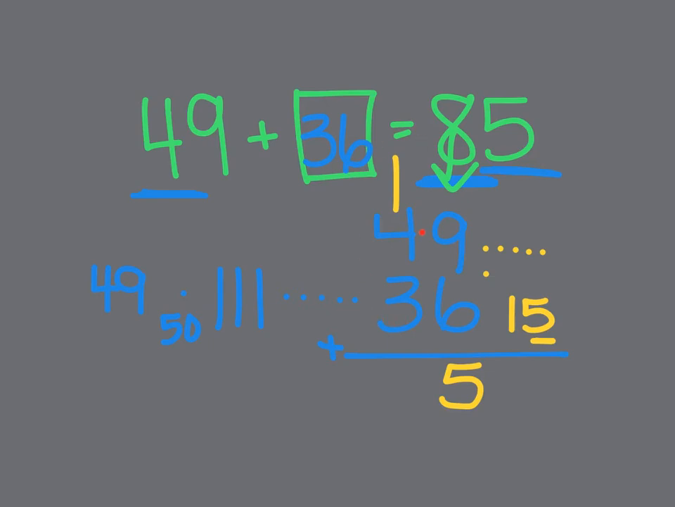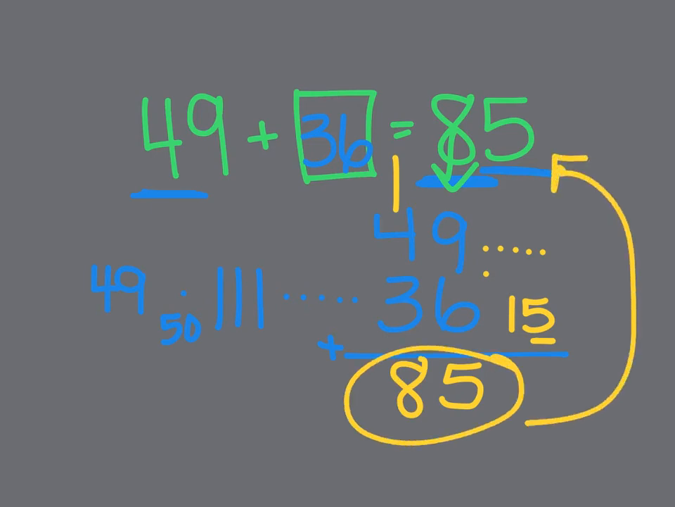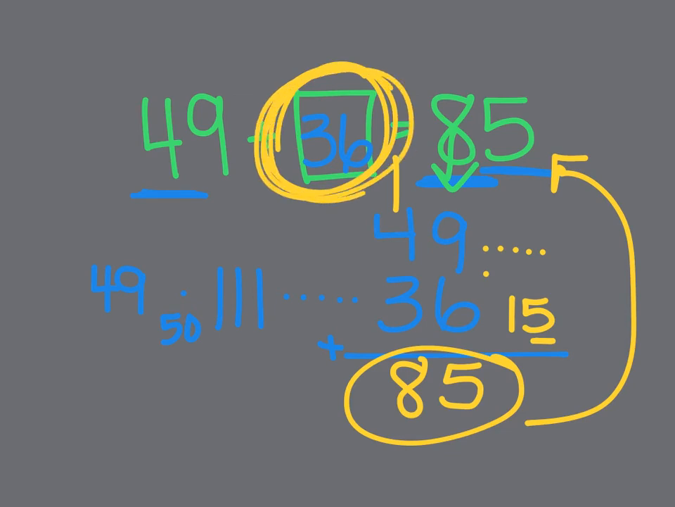So this is what I did. I added these three numbers together. And I got 8. 4, 5, 6, 7, 8. So my answer is 85. And 85 equals 85. So I got the same answer. That's how I know that I found the correct sum or the correct add-in or partner right here when I did my counting.